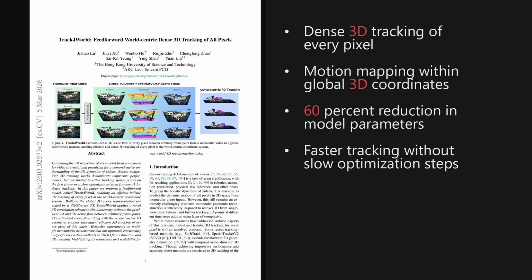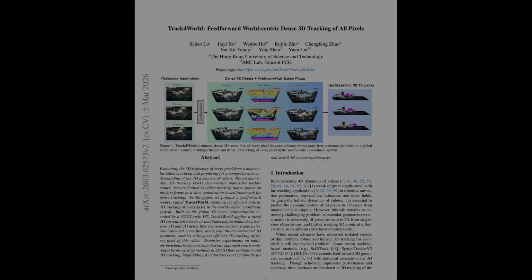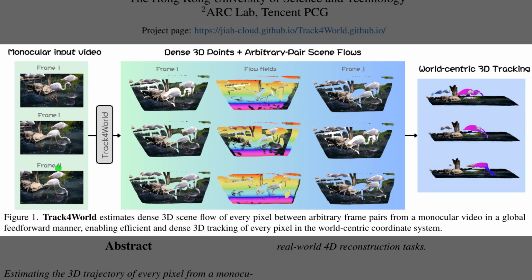I'm Alex. Today we're looking at a paper trending on X, published on March 3rd, 2026, just 5 days ago. It introduces a feed-forward foundation model that efficiently tracks the 3D trajectory of every single pixel in a video, shifting away from slow optimization frameworks to a much faster pairwise scene flow approach. The paper is titled Track4World, Feed-Forward World-Centric Dense 3D Tracking of All Pixels. And as we'll see later, the model shows some really impressive memory and efficiency gains, with significant implications for real-world 4D reconstruction.